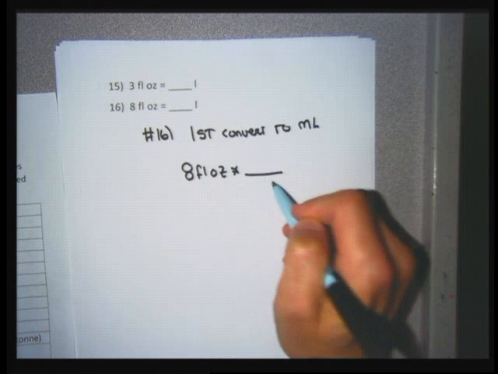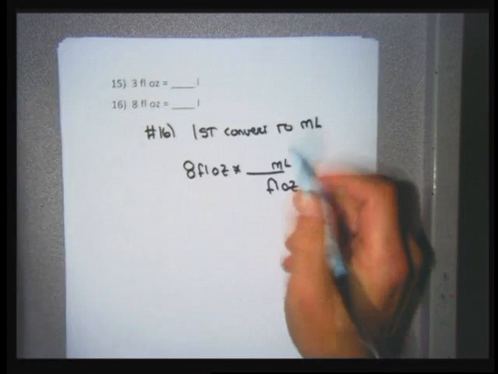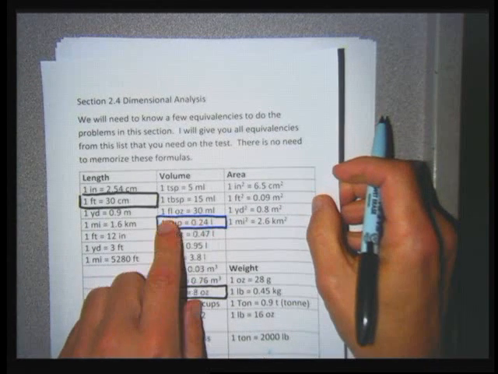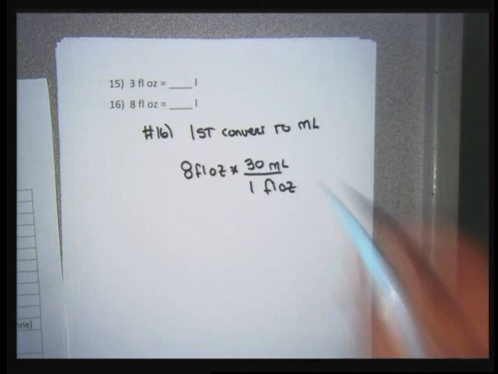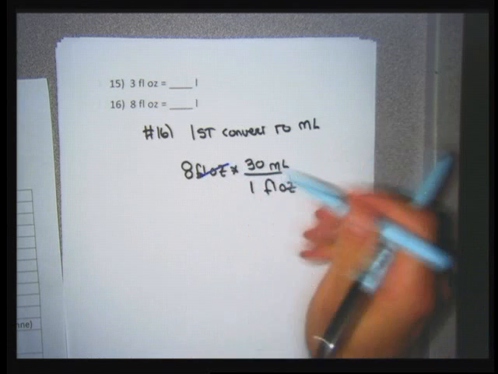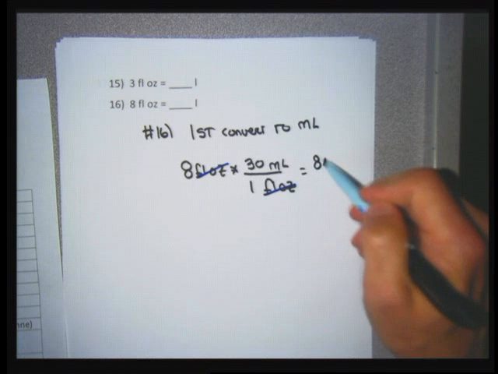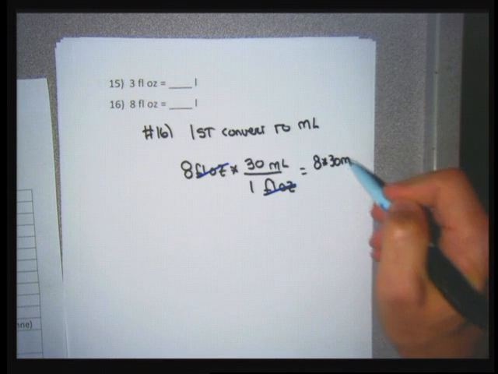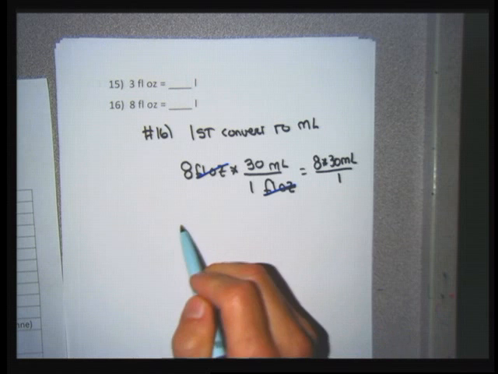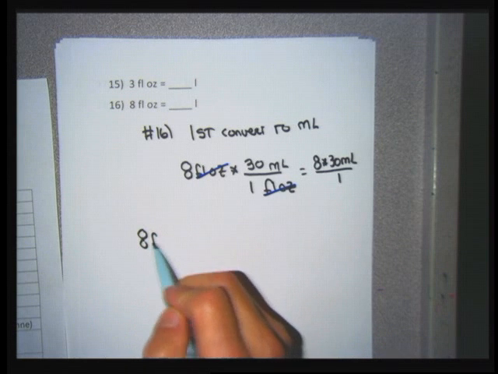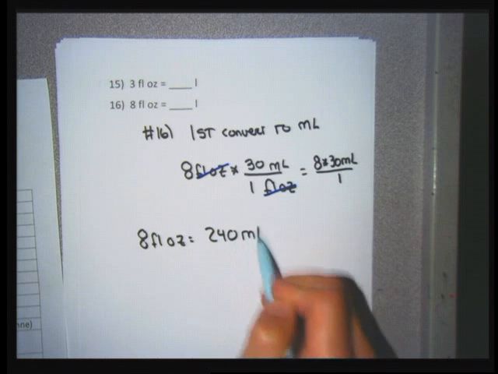And I'm going to multiply by a fraction. I want to get rid of the fluid ounces, and I want to end up in milliliters. And the thing that I'm going to use is 30 milliliters is 1 fluid ounce. So I'm going to put a 30 and a 1. And now I'm going to cancel out the fluid ounces. And that's going to leave me 8 times 30 milliliters over 1. And that's 240 milliliters. So far I'm going to have 8 fluid ounces equals 240 milliliters.